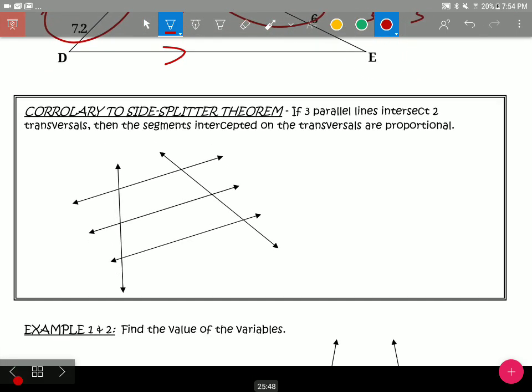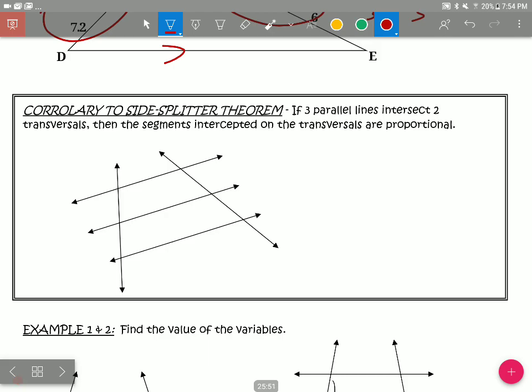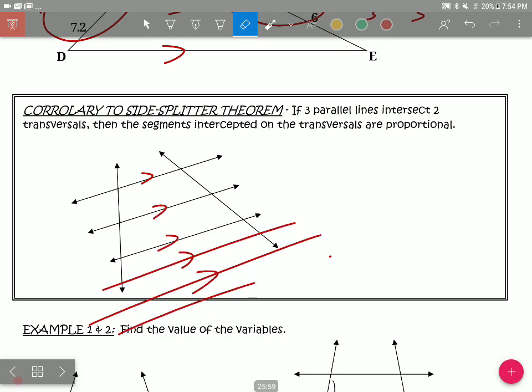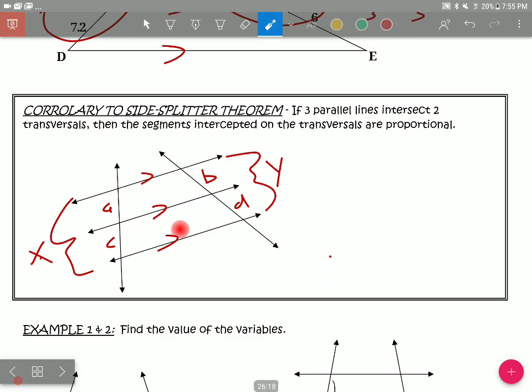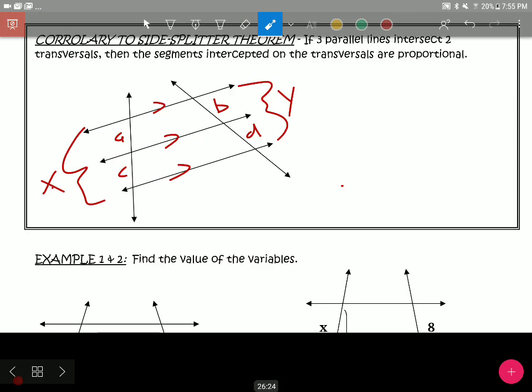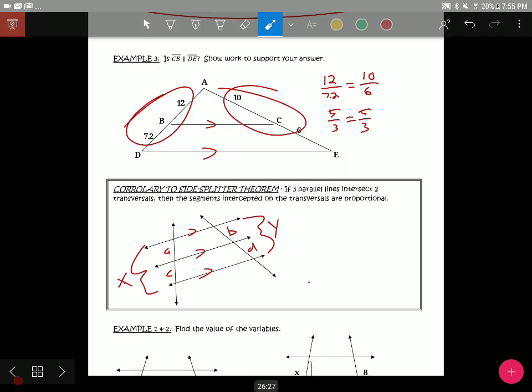So if I've got 3 parallel lines, or more, I can have a 4th parallel line, and a 5th parallel line, and a 6th parallel line, and so on. Basically what this is saying is that all of the sides are proportional. So A is proportional to B, C is proportional to D. This one, X, would be proportional to Y, and all sorts of stuff in between. Even the 3 lengths here would be proportional to each other. There is a way to find that.